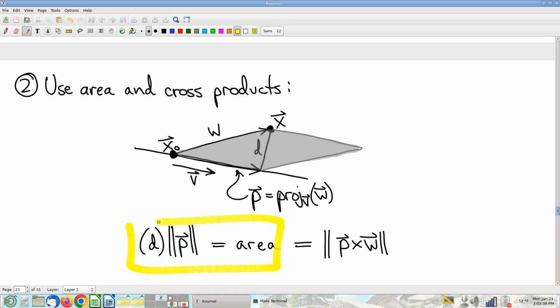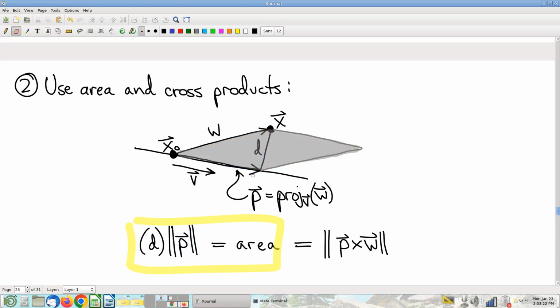First, where does this come from? I got the area. Keep in mind we're talking about the area of this parallelogram right here. This is the parallelogram defined by the same W vector we talked about on the previous page and the same projection vector that we talked about on the previous page. So still those same two vectors. So I claim that the area is equal to the height, which is the distance I'm looking for, times the base, which is just the magnitude of the projection. And that's an old geometry formula, right? Height times base gives you area.